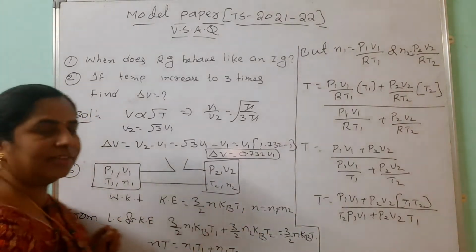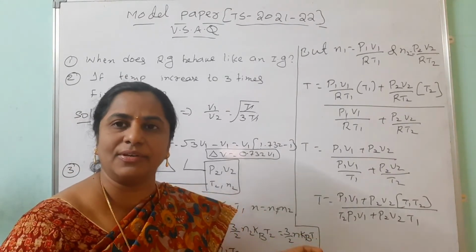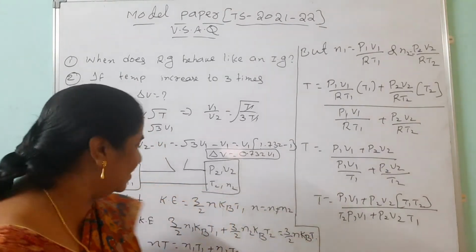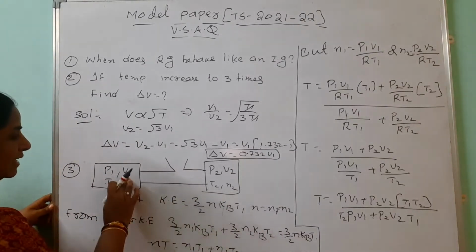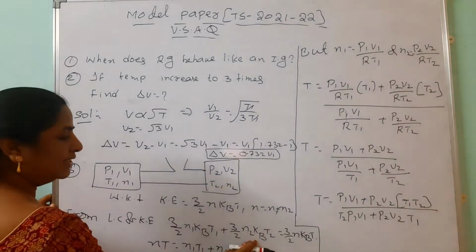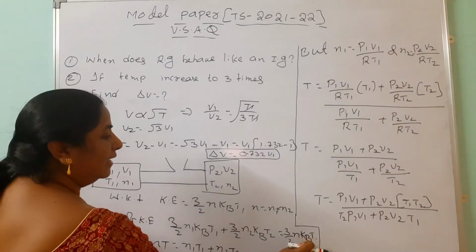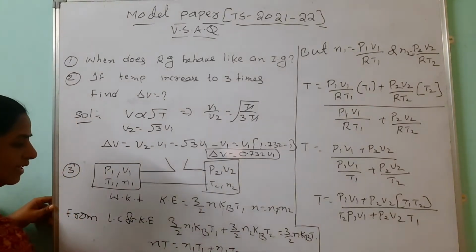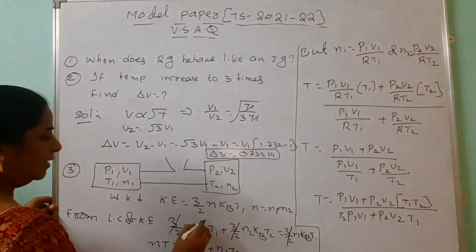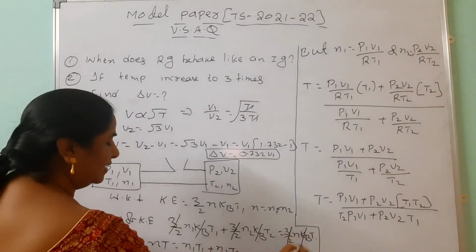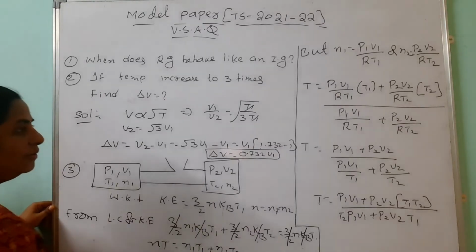From the law of conservation of energy, the energy before combining and after combining is constant. So the kinetic energy of the first gas, 3/2 N1 Kb T1, plus the kinetic energy of the second gas equals 3/2 N Kb T. After simplification, 3/2 cancels and the Boltzmann constant also cancels. What you get is NT equals N1T1 plus N2T2.